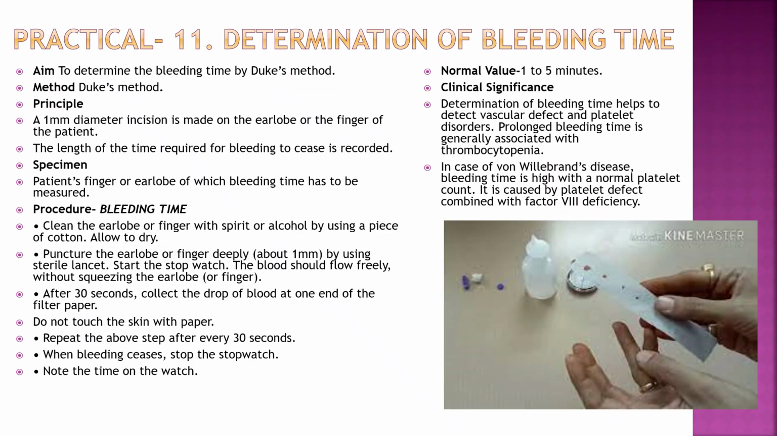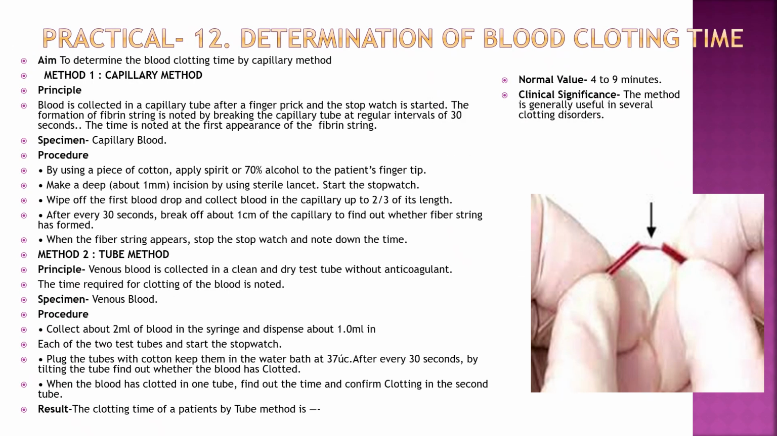So procedure in short, in this diagram you can see, give a prick 1 to 2 millimeter deep over the finger after cleaning it with a spirit swab, and then blot the blotting paper with the drops every 30 seconds, and after that when the bleeding has stopped you note the time. When you give the prick, at that time you have to start the stopwatch.